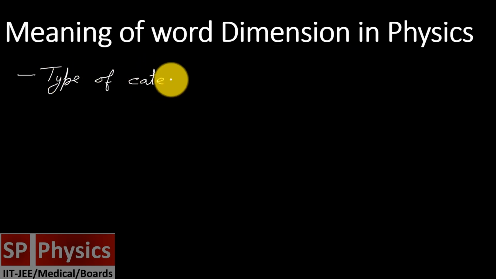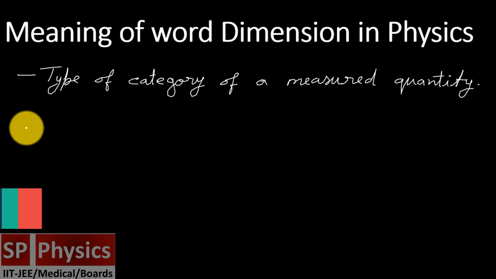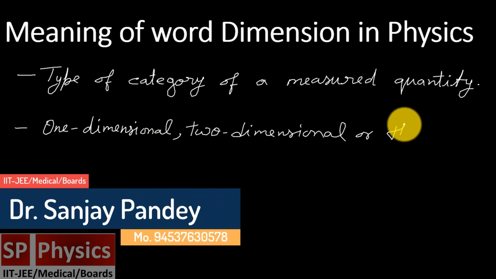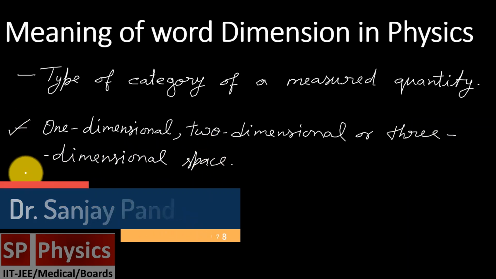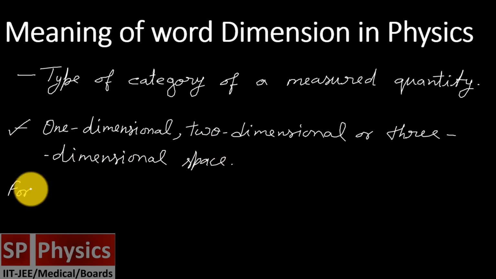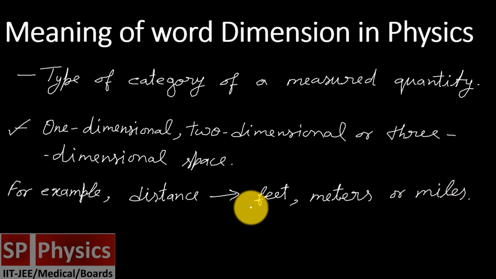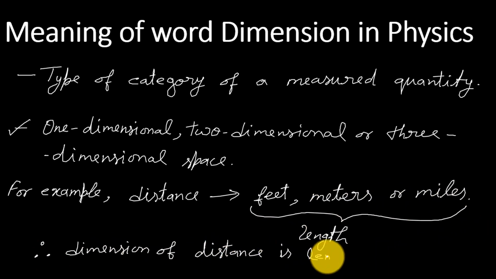One definition of dimension is the type or category of a measured quantity, and the other is like one-dimensional, two-dimensional or three-dimensional space. We won't encounter the other definition until the next chapter. For example, distance may be measured in feet, meters or miles, but all these measurements are units of length. So, the dimension of distance is length.